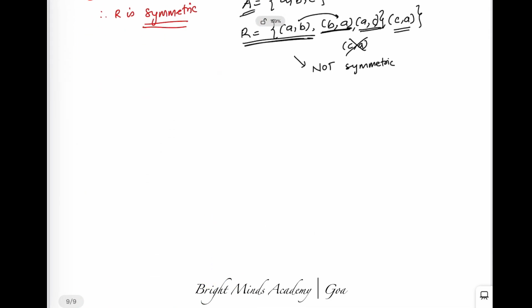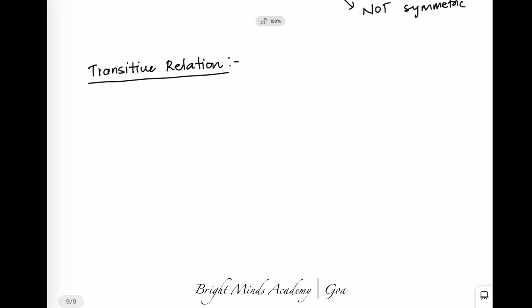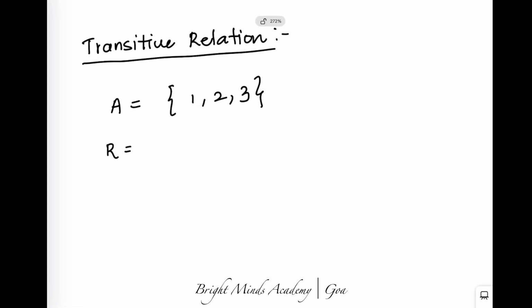We learned about reflexive. The last type of relation that we're going to learn today is called the transitive relation. Now, what's a transitive relation? Let's just say I have a set A, which is basically 1 comma 2 comma 3, and I'm defining a relation R in this set, which is basically 1 comma 2, 2 comma 3. Now do you clearly see, if you take these two elements, the 2 and 2 are the same. The remaining elements that we are left with are 1 and 3.